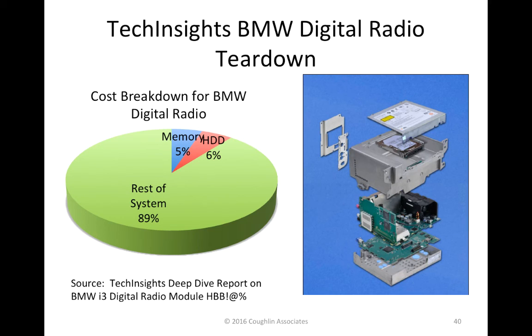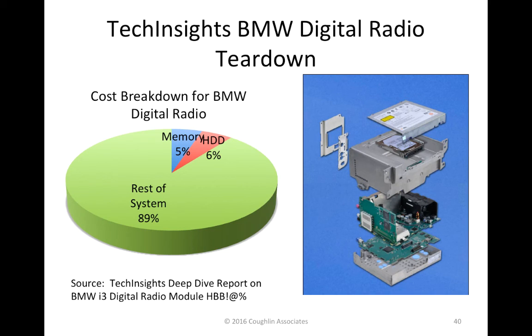So on the right, we show a teardown of this BMW radio. One thing that is easily visible here is there is a hard disk drive, one of these Toshiba hard disk drives, just under the top plate there in that blown up picture. There also are various types of memory that are used throughout the boards in the system. And we looked at, this is data, by the way, from Tech Insights that does teardowns and reports on what they find in these teardowns.